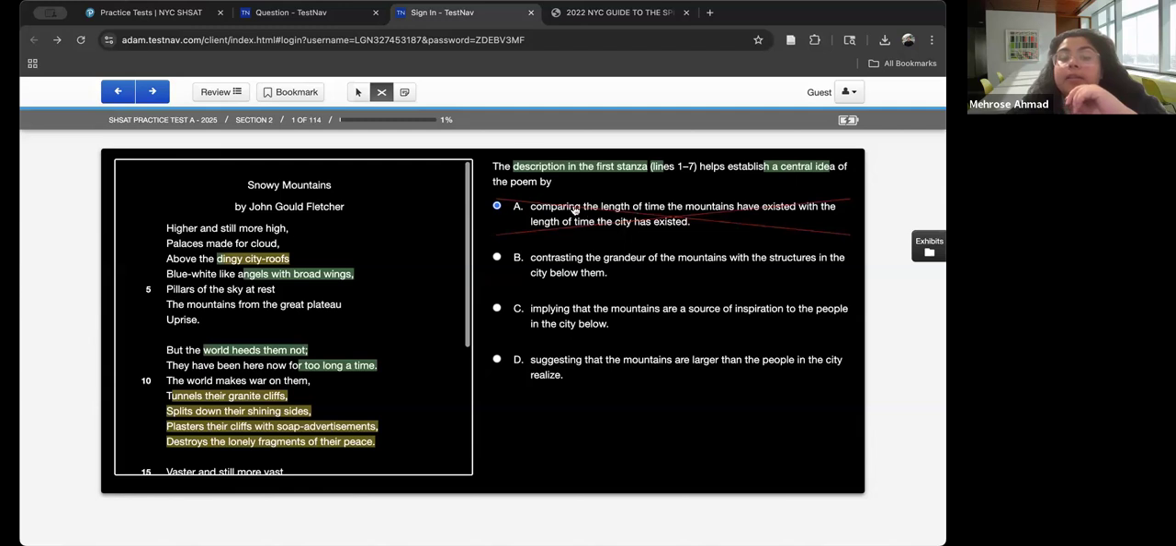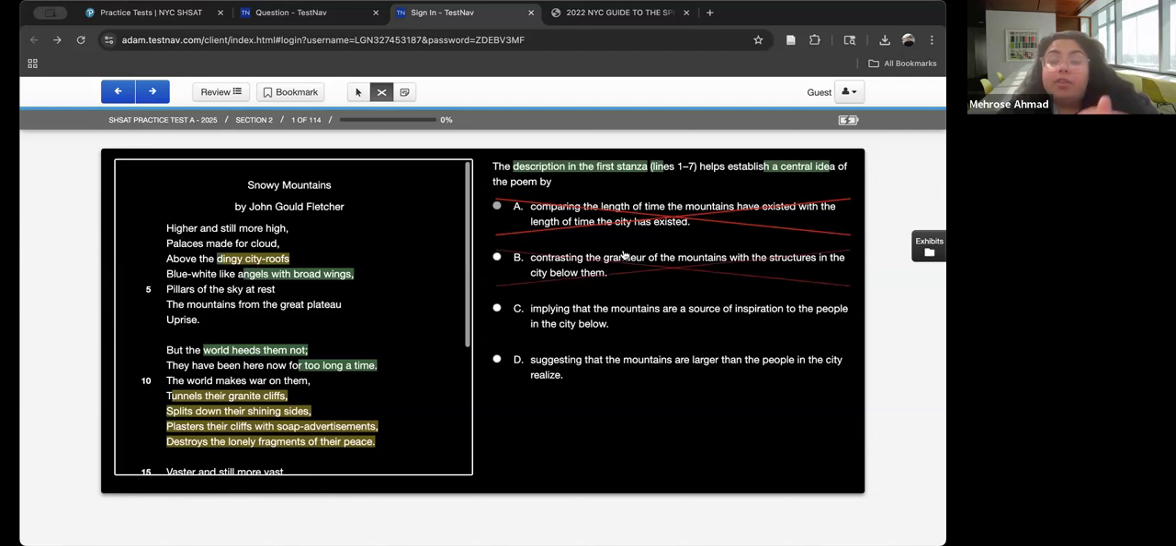A, comparing the length of time the mountains have existed with the time that the city has existed. Is there any mention of time in the first paragraph? I'm hoping that everyone here is saying no. There is no mention of time made, so that doesn't make sense. This is almost like a two-part question because you have to understand what the first stanza is saying and then understand how that aligns with the poem. So if you're confused about the theme of the poem, you can still likely get to the correct answer by understanding just the first stanza.